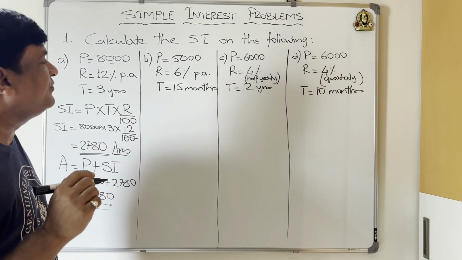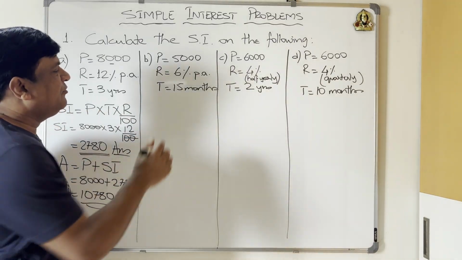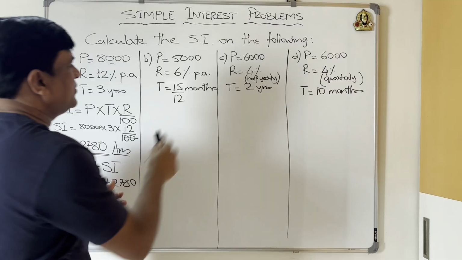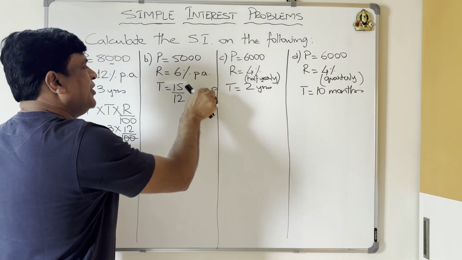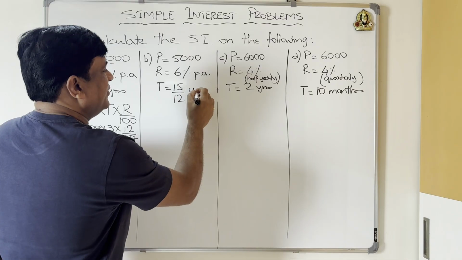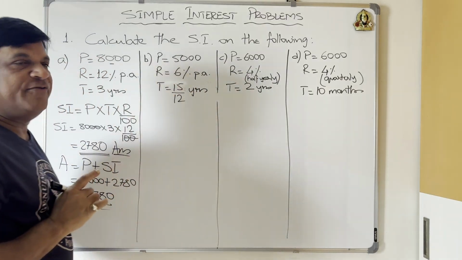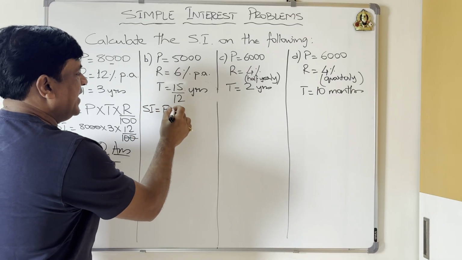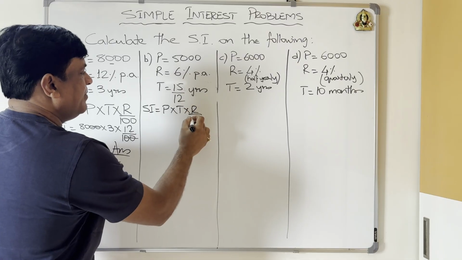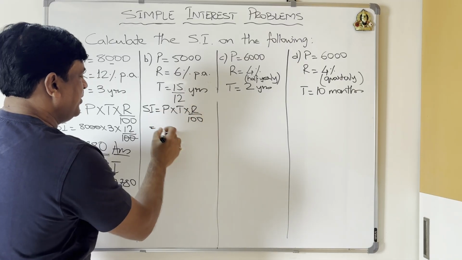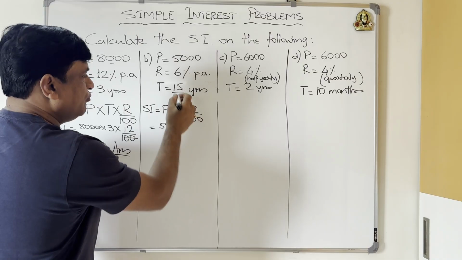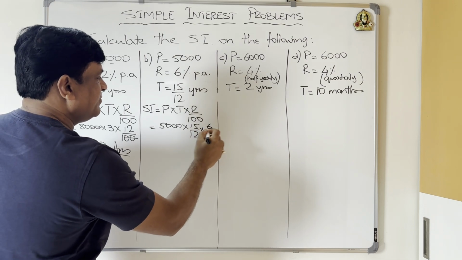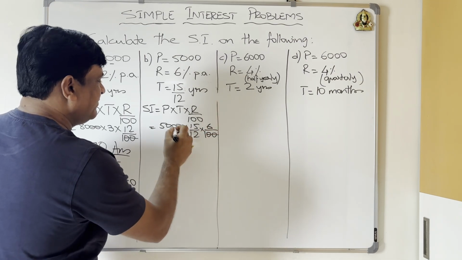So whenever you have these kinds of scenarios, you need to always divide it by 12 to convert this into years. Simple. You just divide it by 12 so that you get the number of years. Now again, it's the same story. SI is equal to P into T into R divided by 100. So you have the values over here, put in 5,000 into time is 15 by 12 into your rate is 6 by 100. Okay, so I cancel these 2 zeros.